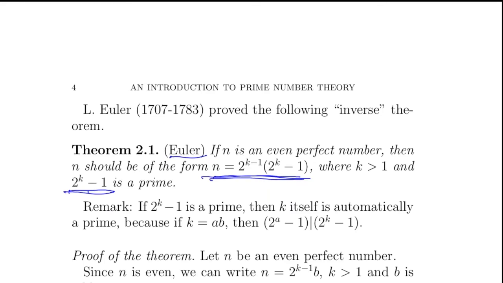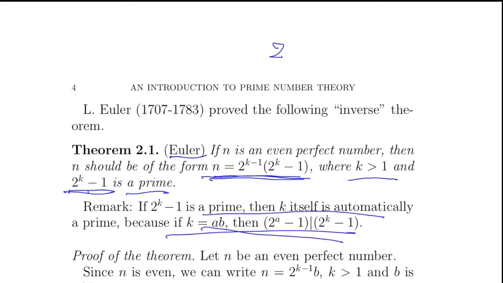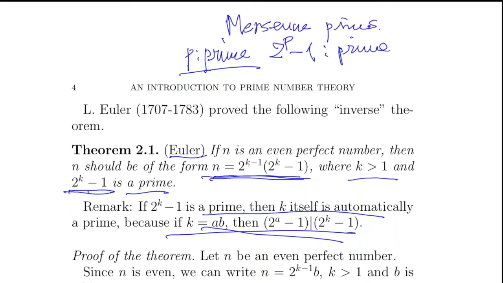As I said, if 2 to the k minus 1 is a prime, then k is also prime. So the problem is to find a prime p for which 2 to the p minus 1 is also prime. Such a prime is called a Mersenne prime. So finding perfect numbers is reduced to the problem of finding Mersenne primes.